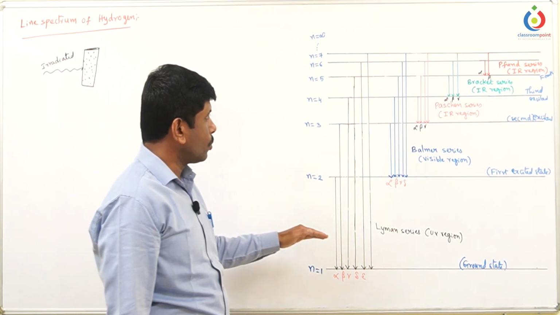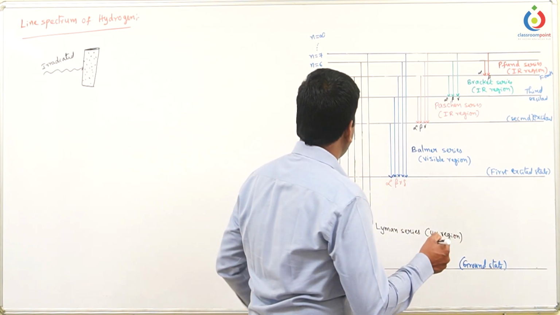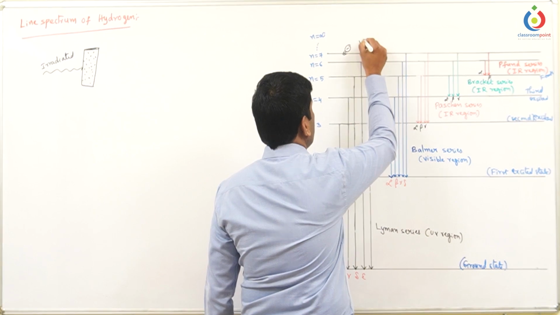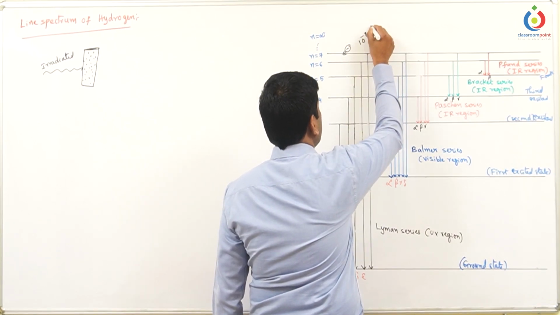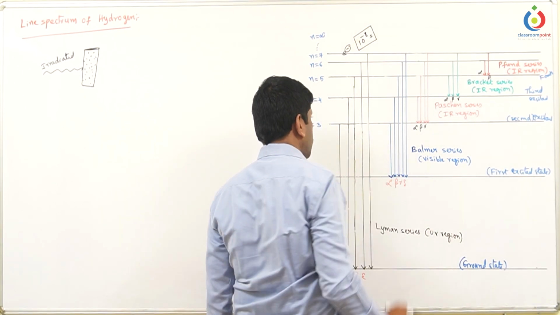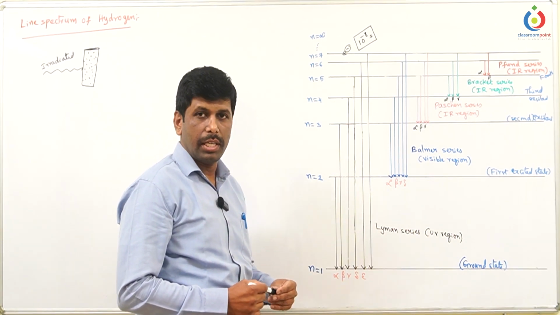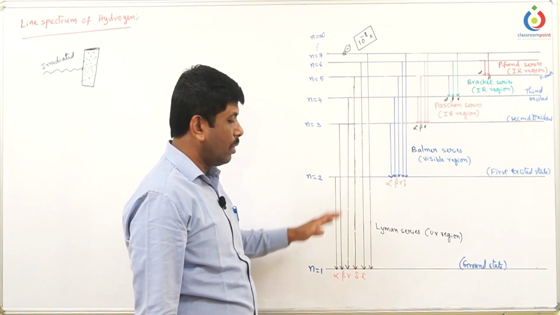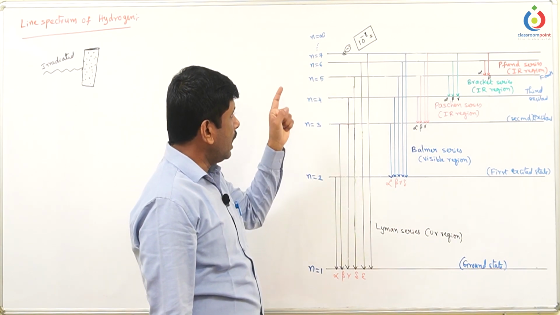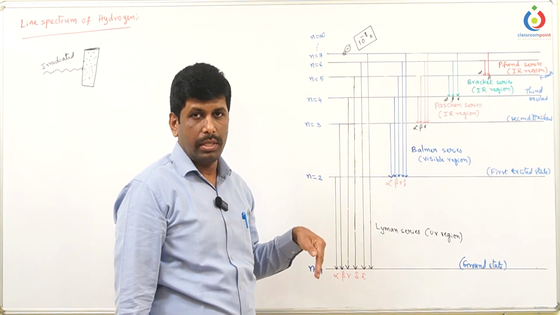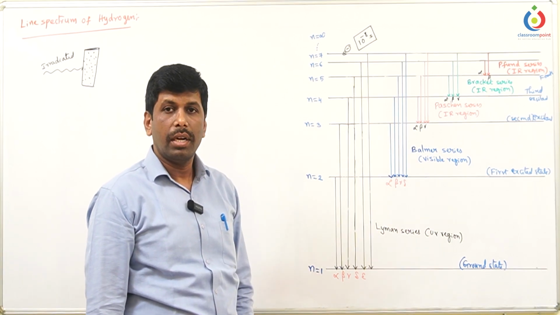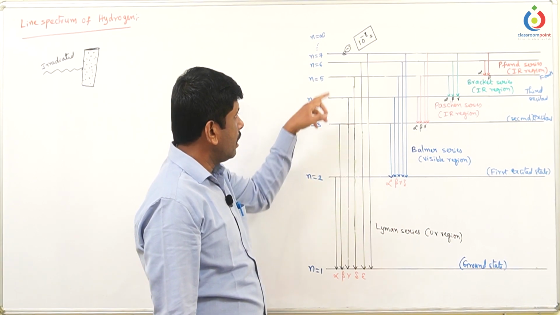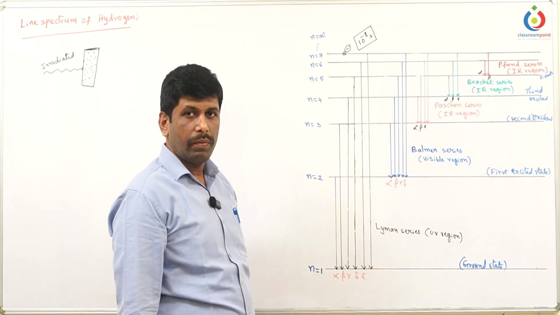When the electron goes to any one of the higher energy states, imagine the electron directly went to the seventh orbit. Imagine the electron is here. The maximum time that the electron can spend in any of these higher energy orbits is 10 power minus 8 seconds. So the electron may come back to any one of the lower energy states. When the electron is coming to the lower energy states, that process is known as de-excitation. When the electron gets de-excited, it may come to any one of the lower energy states.